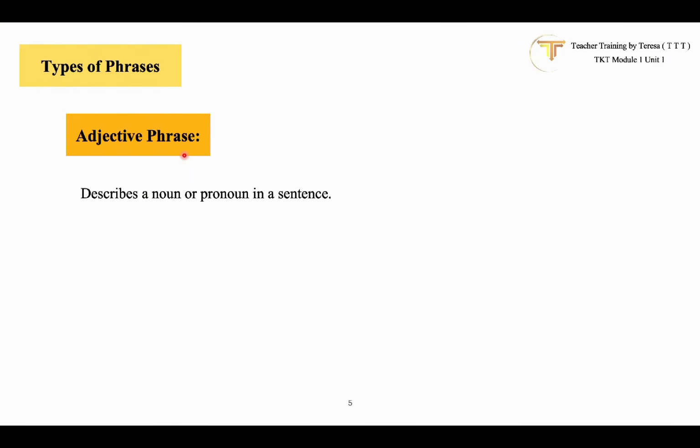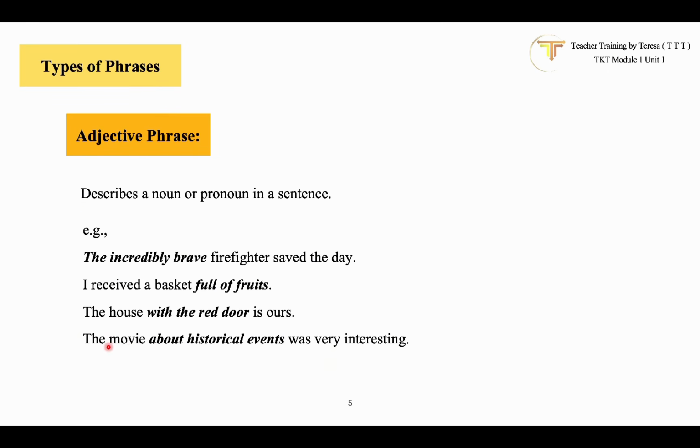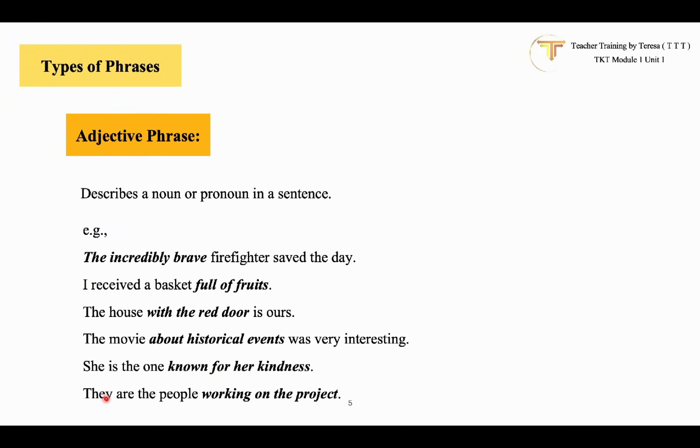Adjective phrase: describes a noun or pronoun in a sentence. Examples: The incredibly brave firefighter saved the day. I received a basket full of fruits. The house with the red door is ours. The movie about historical events was very interesting. She is the one known for her kindness. They are the people working on the project.